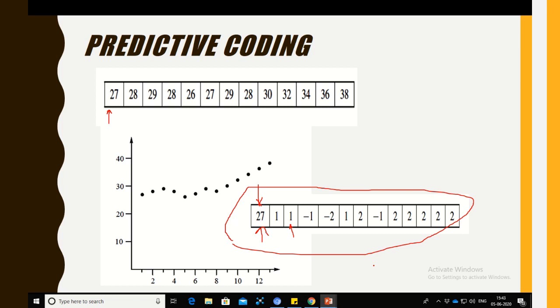Here what are we using? We are predicting values. We have seen the data and we are saying we will use a predictive coding model. I think for this particular session, modeling and coding are sufficient. From the next lecture onwards we will start with dictionary coding.